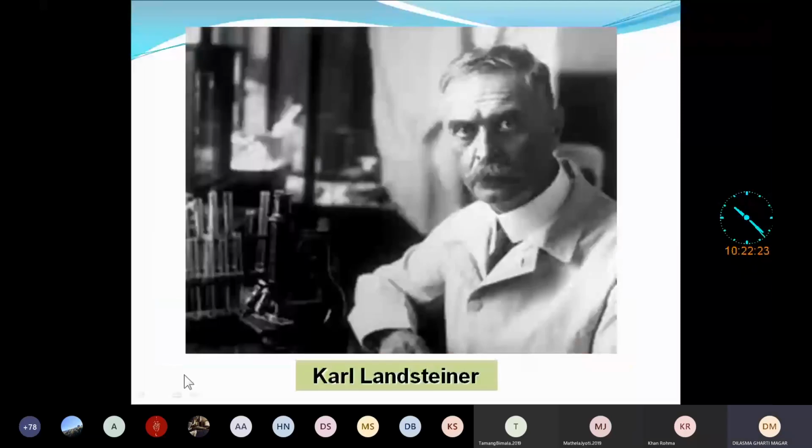Now, even 100 years later, this is a picture of Karl Landsteiner. He was the one who gave the concept of modern blood transfusion. He introduced the ABO blood group system. So this person is Karl Landsteiner. We should remember these persons, isn't it?